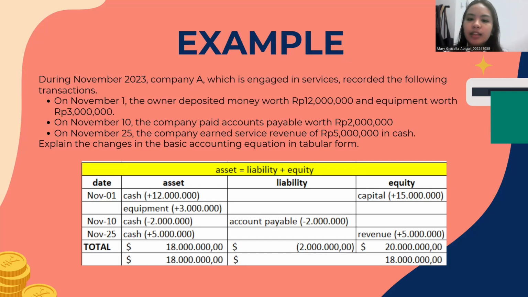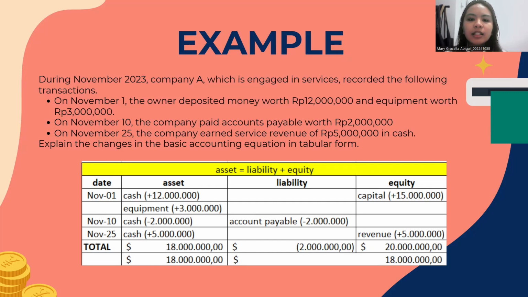Okay, on November 1, the company owner invested cash into the business. In the journal, we record an increase in cash of 12 millions in the asset section, as cash is part of assets. In addition to cash, the owner also contributed equipment. Therefore, we record an increase in equipment of 3 millions in the asset section, since equipment is also part of assets. Thus, with this cash and equipment, the company has capital amounting to 15 millions, which is the sum of cash and equipment.